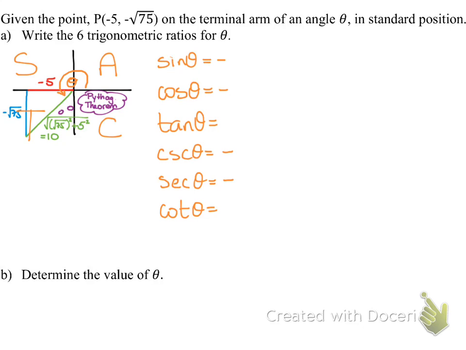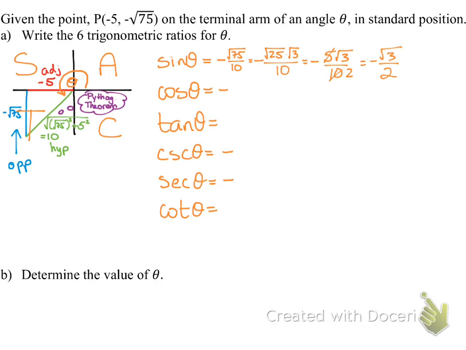So now sine theta. Sine is opposite over hypotenuse, right? So that means √75 over 10. And we can simplify √75. We can say that that's √25 times √3 over 10, and √25 is actually 5. And then 5 over 10 simplifies to √3 over 2. So sine theta is just -√3 over 2.